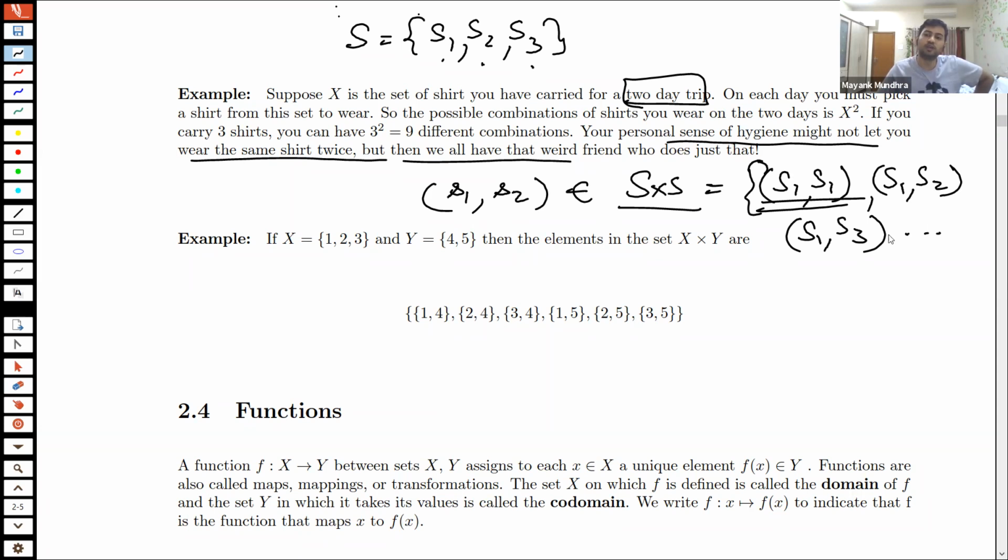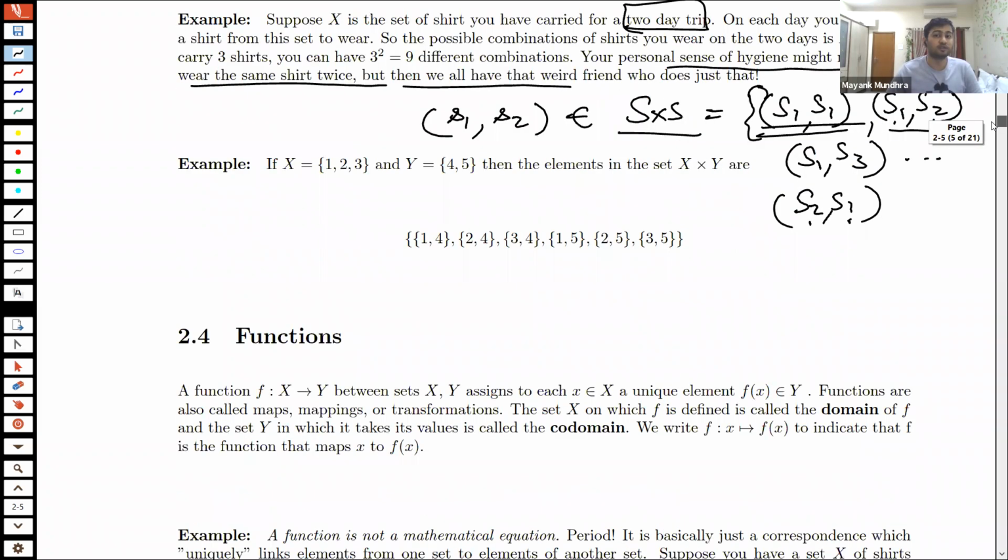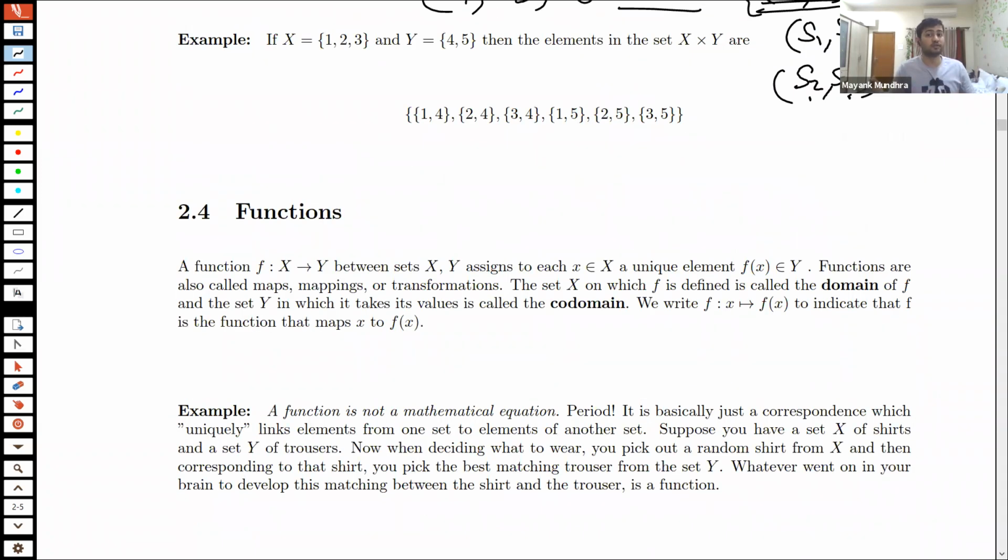So shirt 1, shirt 2 is shirt 1 on day 1. Now shirt 2, shirt 1 is also a possibility: you wear shirt 2 on day 1 and shirt 1 on day 2. So you can flip it and it becomes a different thing. S1, S2 and S2, S1 are different things. So that's a Cartesian product of a set with itself. You can take the Cartesian product of a set with itself, and you can take the Cartesian product of two different sets.